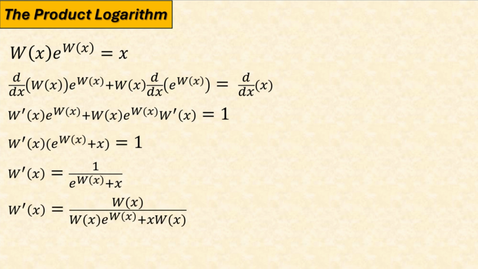Then you can multiply both the numerator and denominator by W(x). And then notice that, once again, this is just x, which gives you your final answer, that the derivative of the product logarithm is W(x) over x plus xW(x).